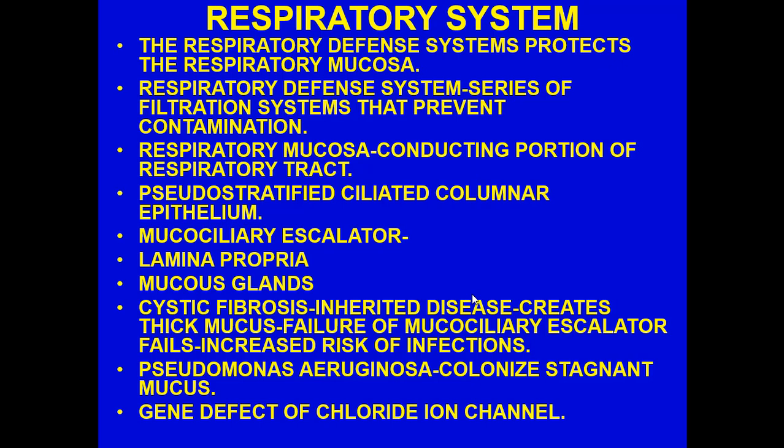Now, cystic fibrosis is an inherited disease. It creates thick mucus. Also, the failure of the mucociliary escalator occurs, and thereby the individual is at increased risk of infections, particularly Pseudomonas aeruginosa, which will colonize stagnant mucus. This is found to be caused by a gene defect of the chloride ion channel.